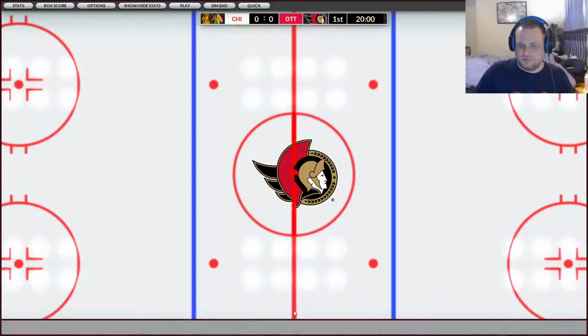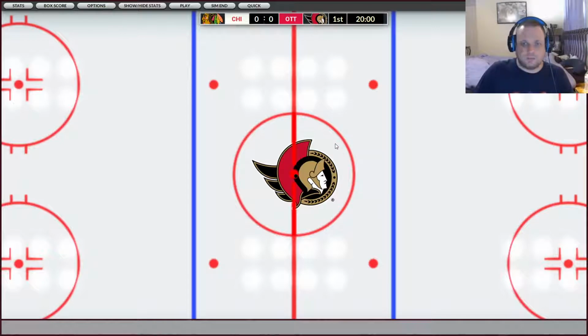And of course you have the red line here, which is exactly at middle ice in any rink, and then you have the blue lines that are there to help determine which zone is which. So the dots, so you see red dots here, those are only for face-offs. That's all the purpose that they serve.